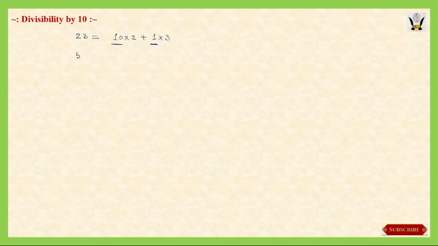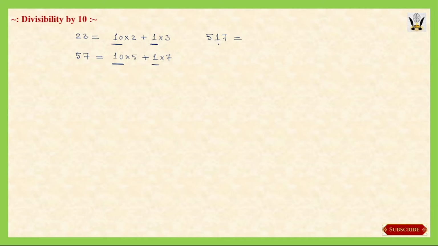Suppose we have 57, then how we can express that? It will be 10 multiplied by 5 and then 1 multiplied by 7. So at units place we are multiplying by 7, at tens place we are multiplying by 5. Now suppose we have a three-digit number, suppose 517, then how we can express that?